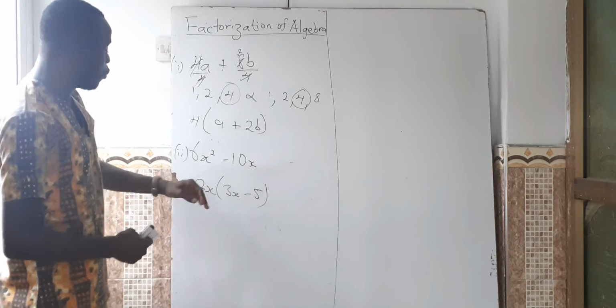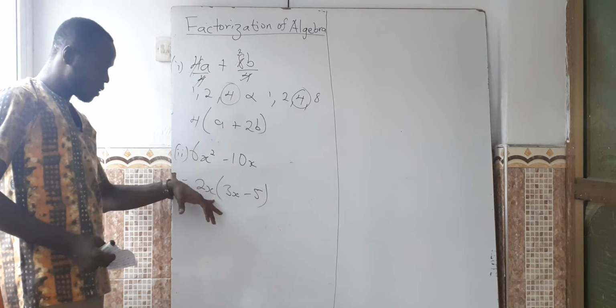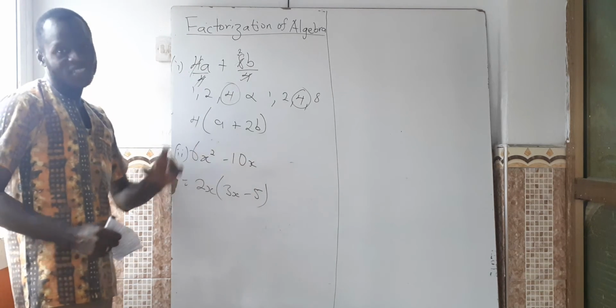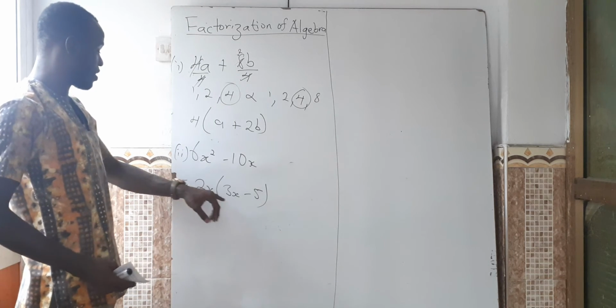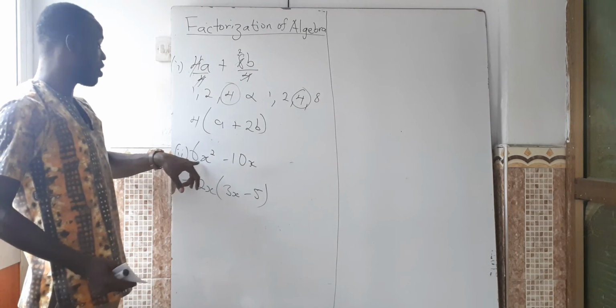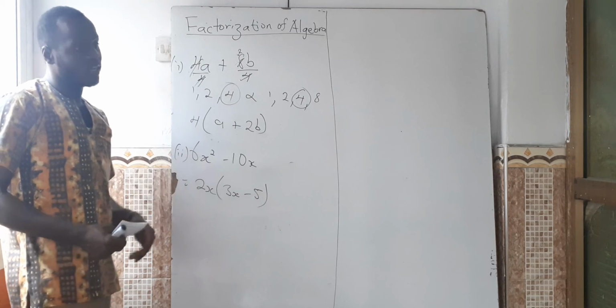If you want to verify whether your answer is correct or not, just multiply what is outside the bracket by what is inside the bracket, and then you will return to your original question. 2x times 3x will give you 6x squared, and then 2x times -5 you get -10x.